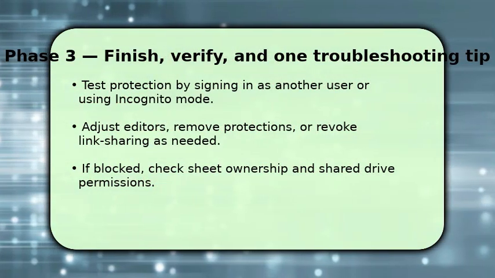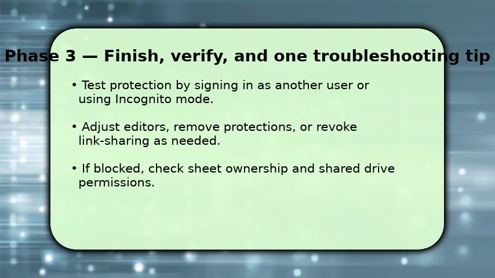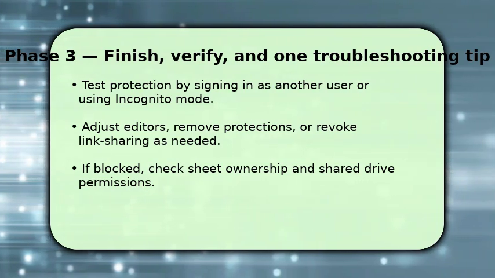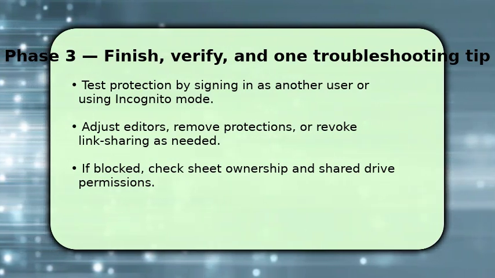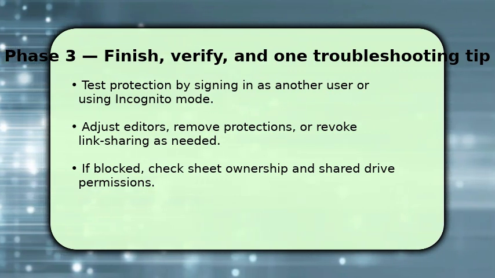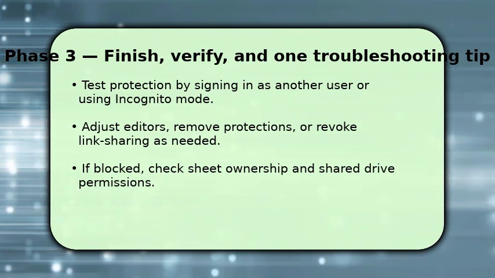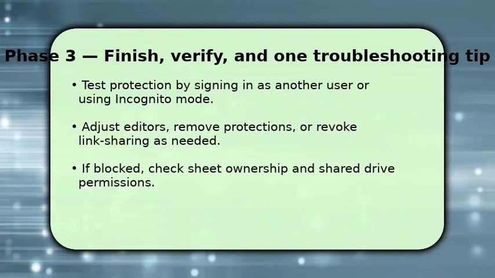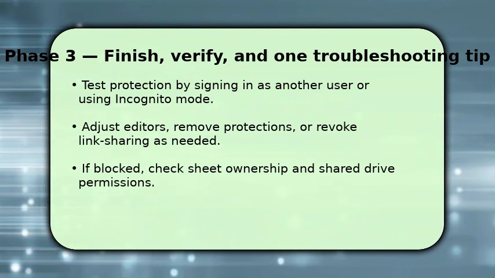Finish by testing protections. Open the sheet as a different account or use an incognito window to attempt edits and confirm restrictions. If someone who should edit is blocked, return to the protection panel, edit the allowed list, and resave. Permissions are the usual culprit.